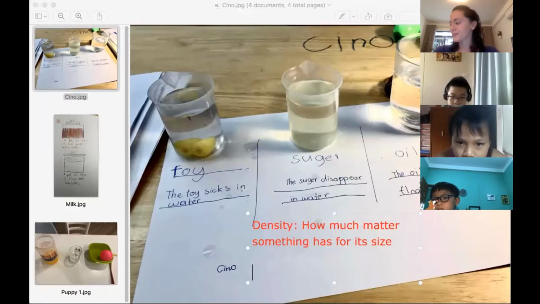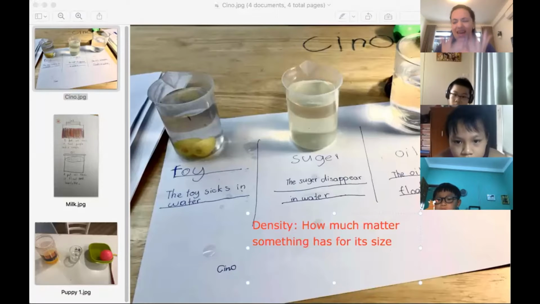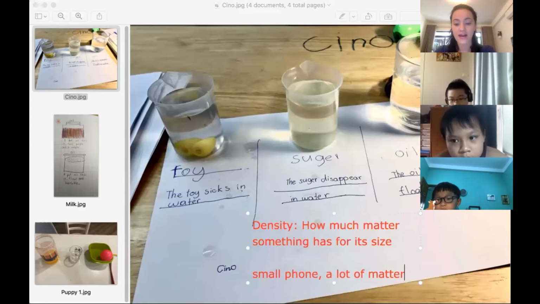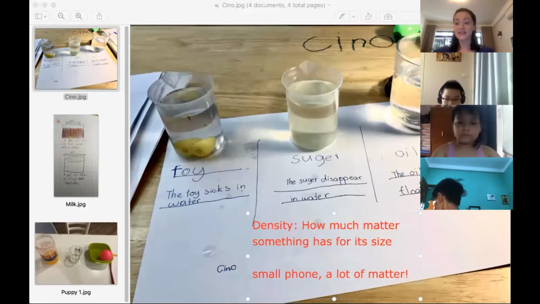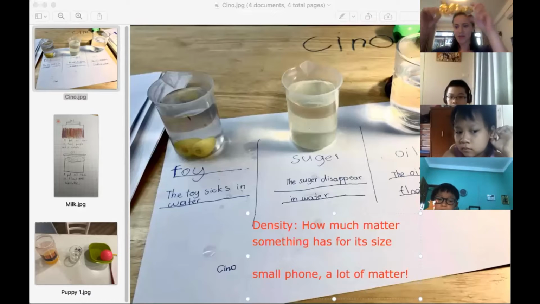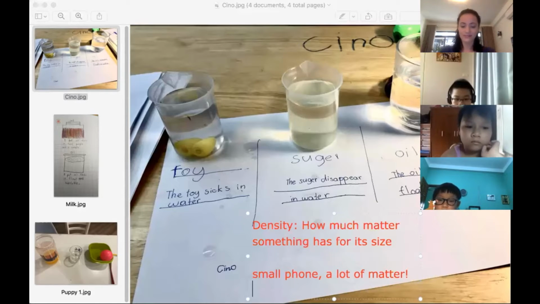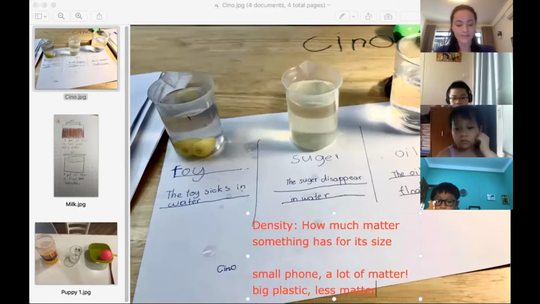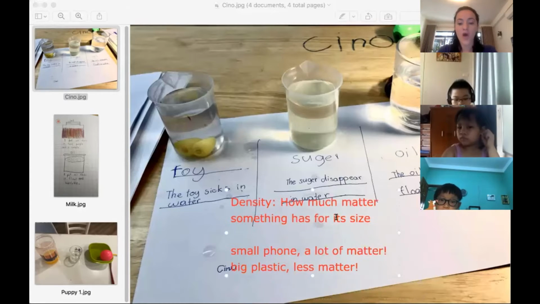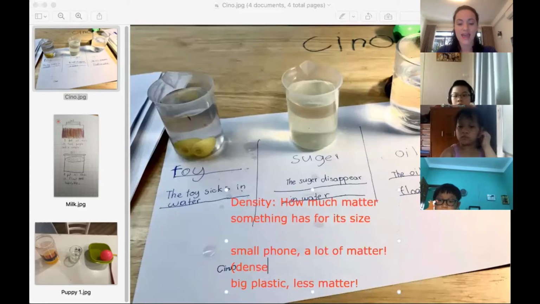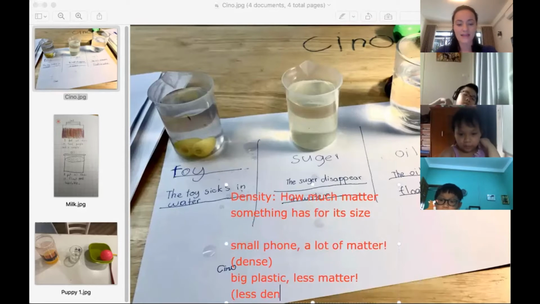For example, this phone is small, but it's heavy. Small phone, but still a lot of matter. Where this, let me find a good example. This is bigger than my phone, but it's very light. I'll say big plastic, less matter. So because the small phone has a lot of matter in it, we say it is dense. And the big plastic has less matter, so we say it's less dense.